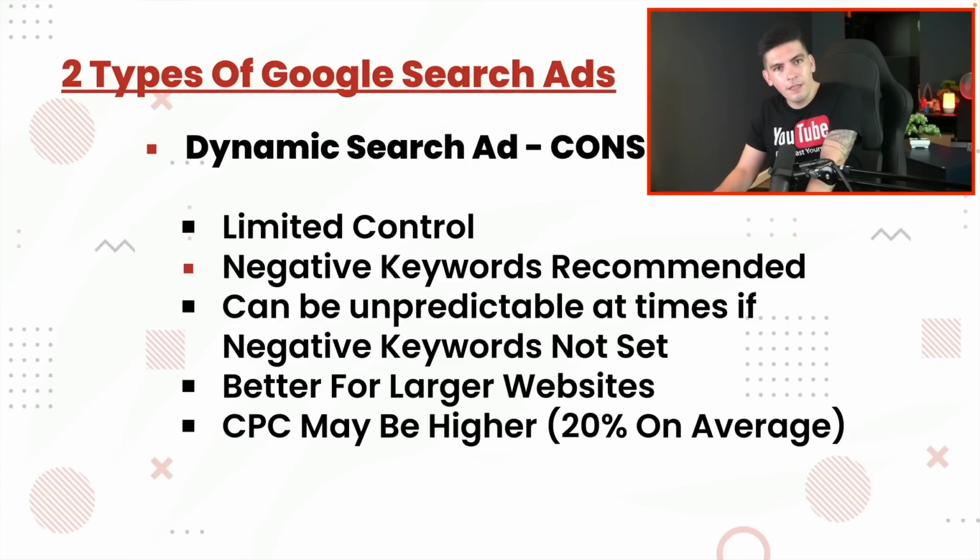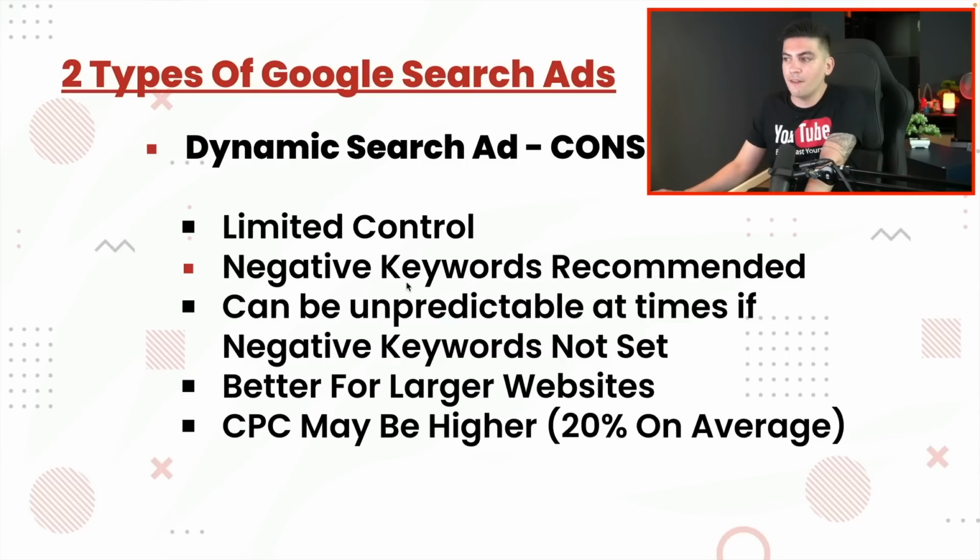Now we have cons. With everything, guys, we always have cons. Limited control. You do have a lot less control with Google dynamic search ads. One of the biggest drawbacks is, let's say for example, someone types in very expensive coffee. Well, your ad might show up, right? Because they're interested in coffee. But very expensive, I don't know, you might still pop up there.